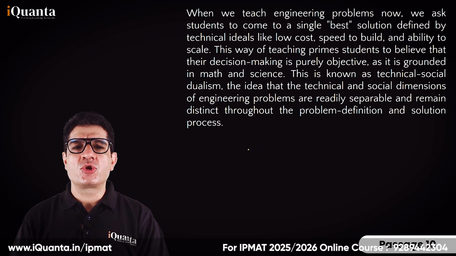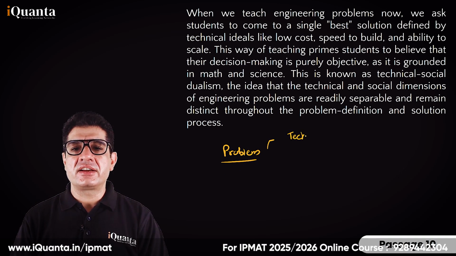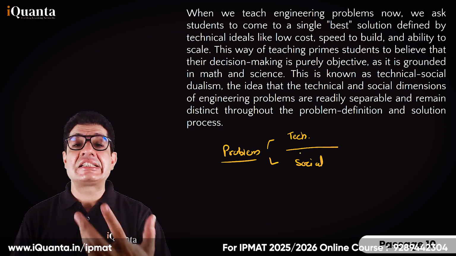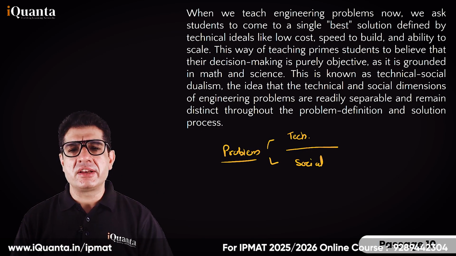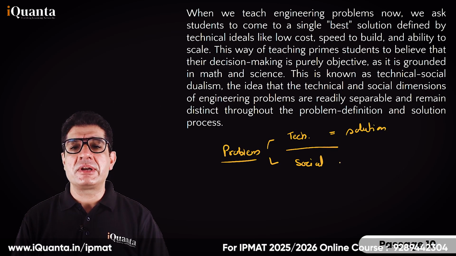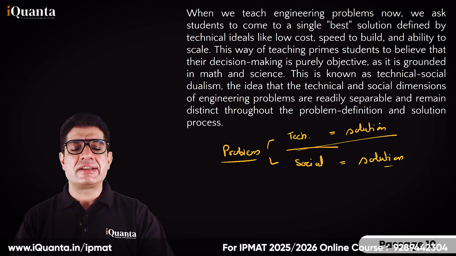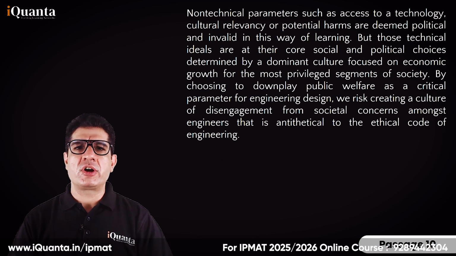So technical social dualism says that, hey, whenever you look at a problem, this problem has a technical side and a social side. Both of these sides are completely separate and distinct from each other. And similarly, the solutions that you arrive at will also be different. So there can be a technical solution and there can be a social solution, and they're all completely separate and distinct from each other.